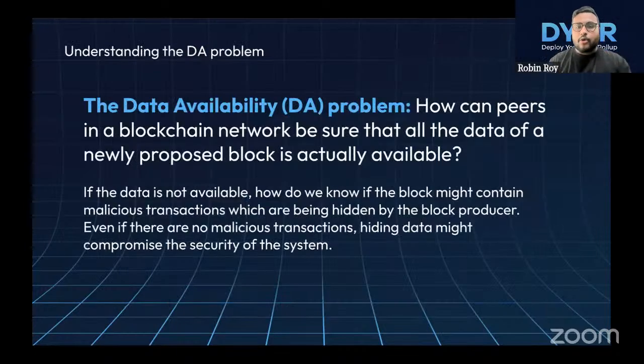So let's understand the DA problem. How can peers in a blockchain network be sure that all of the data of a newly proposed block is actually available? In a blockchain, like I said, multiple people have the ability to create a block, but how do you know that the data behind the block and whatever execution has been done is actually available? If the data is not available, how do we know that the blocks might not have malicious transactions being hidden by the block producer? And even if there are no malicious transactions, there might be some compromise to the security of the system, right? Basically, you want all of the data to be there and you need to be able to verify. The key word here is verification. How do you verify that something has happened without the data behind it?